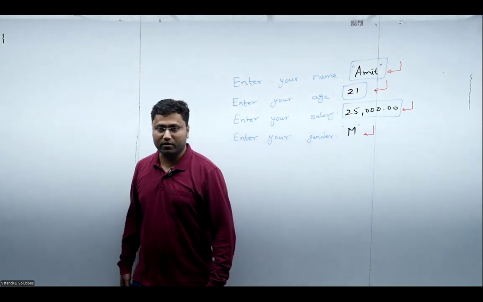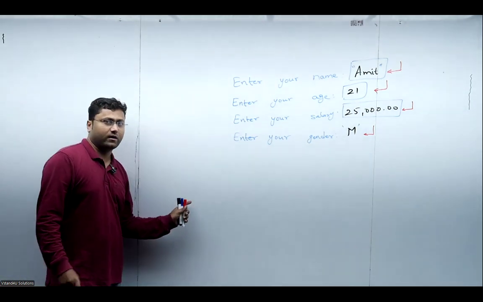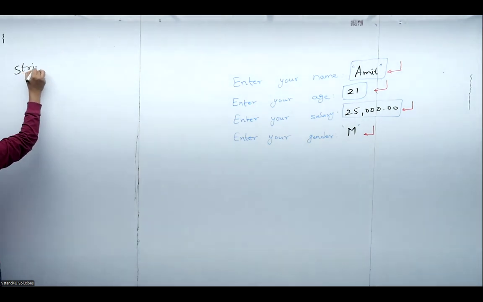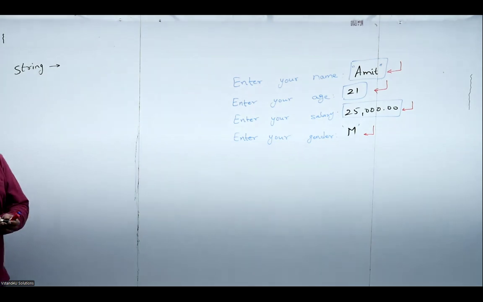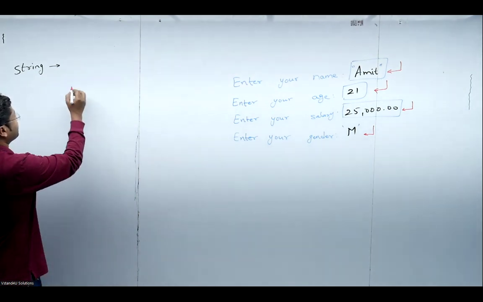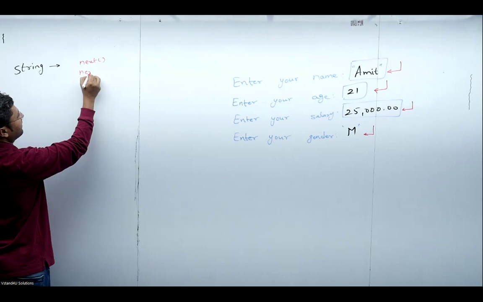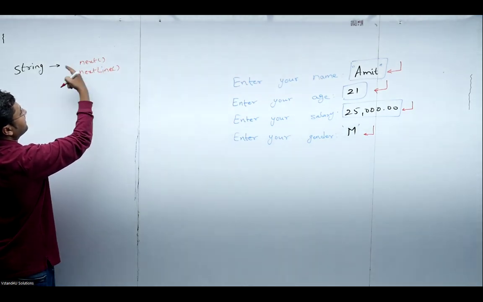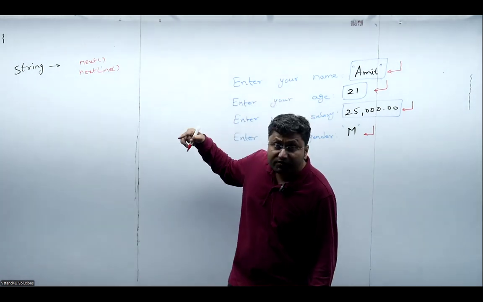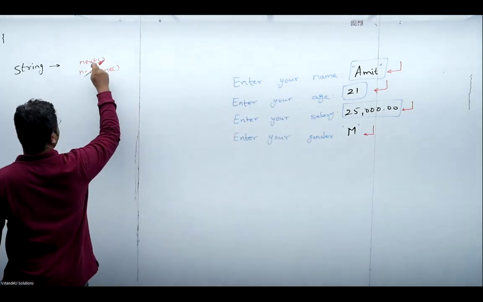Let me list down all of that. I request all of you to make a note of what I'm going to write now. Pay attention. First, string. If a string is there, there are two ways to get the string data as input from the end user. There is a method called next, or one more way called nextLine. To get the string data, I have two options: next, another one is nextLine. Sir, what is the difference between them? We'll discuss. Have patience.